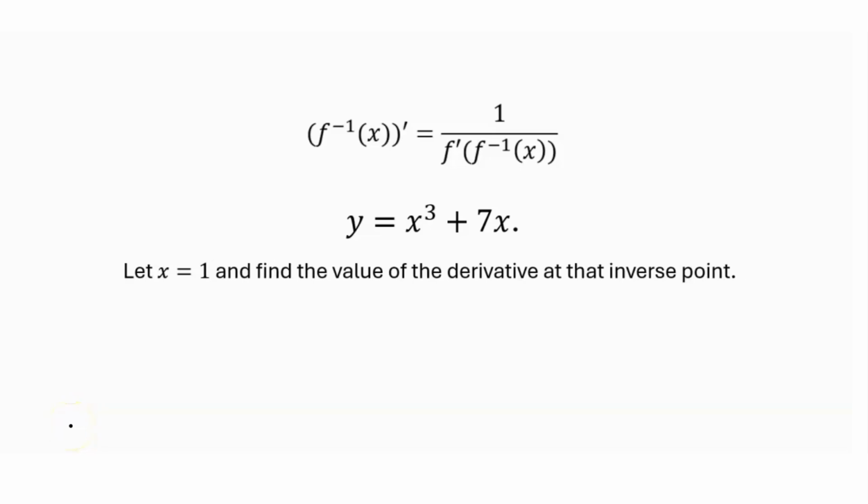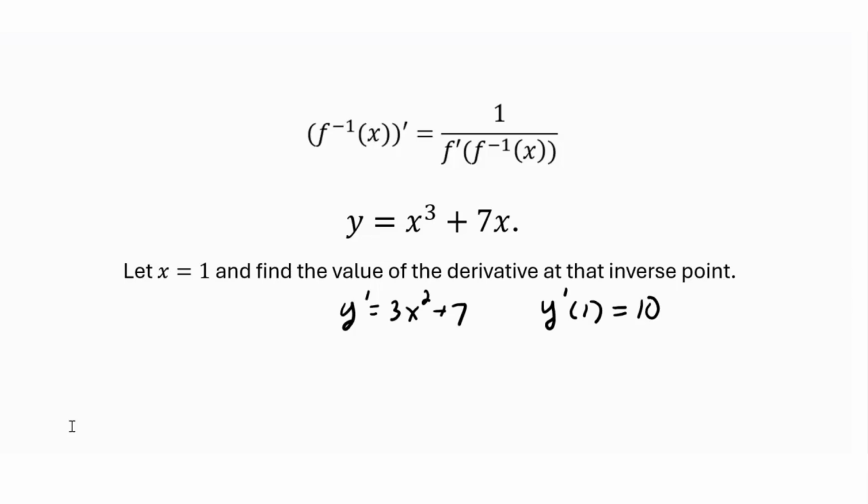All right, let's use this concept. Given y equals x cubed plus 7x, let's let x equal 1 and find the value of the derivative at that inverse point. We know in this case that y prime is equal to 3x squared plus 7. So y prime of 1 would equal 10, right?